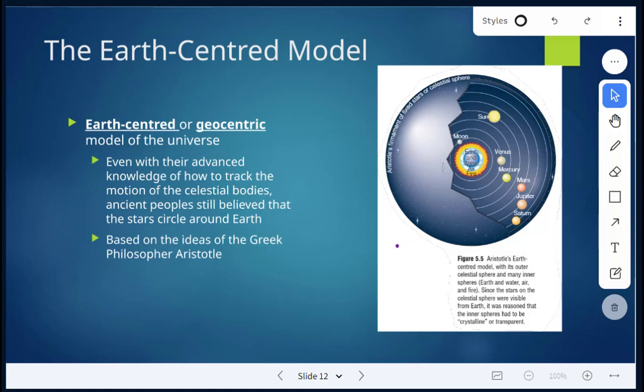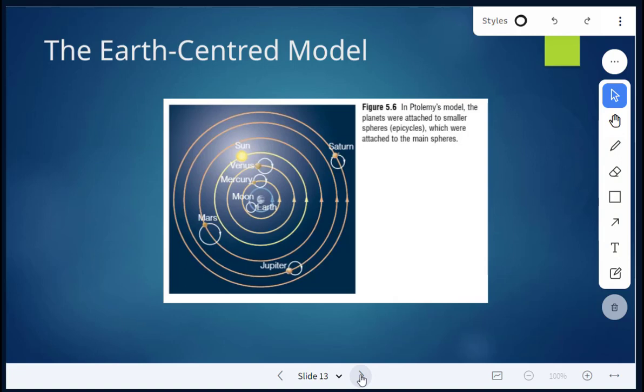Since the stars in the celestial sphere were visible from Earth, it was reasoned that the inner spheres had to be crystalline or transparent. That was one part of Aristotle's model. Then came Ptolemy. In Ptolemy's model, the planets were attached to smaller spheres called epicycles, which were attached to the main spheres. So shown here, these were called the epicycles.